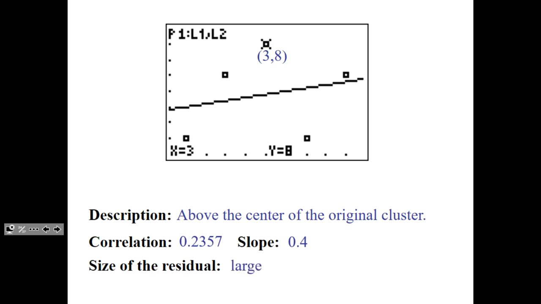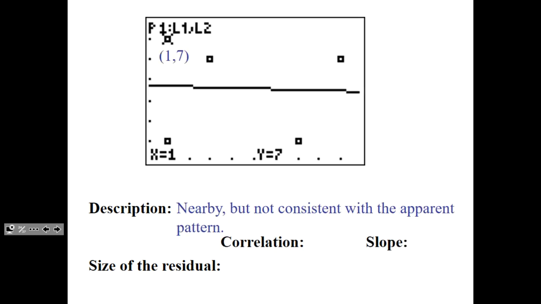What else do I want to say? Is it influential? Well, it's right in the middle of all the x's. So no, I'm sorry, is it leverage? It's right in the middle of all the x's. It doesn't have any leverage. Influential? Well, slope's still 0.4, so no. No leverage, no change in slope. It's not influential. Try 1.7.